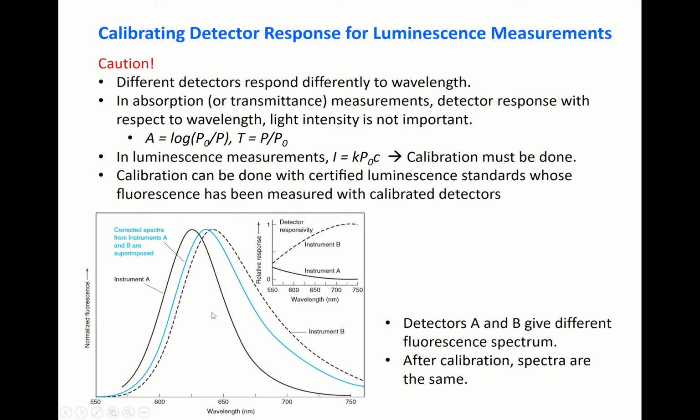So how do we calibrate to make them equal? Using a luminescence standard, you can calibrate the wavelength response, and after calibration you get the blue line. You get only a single spectrum. So the point is that for the luminescence experiment, you need to calibrate the detector response.